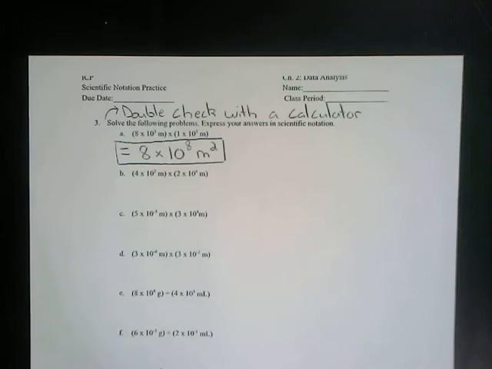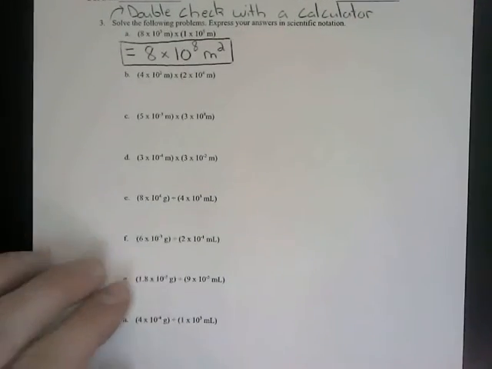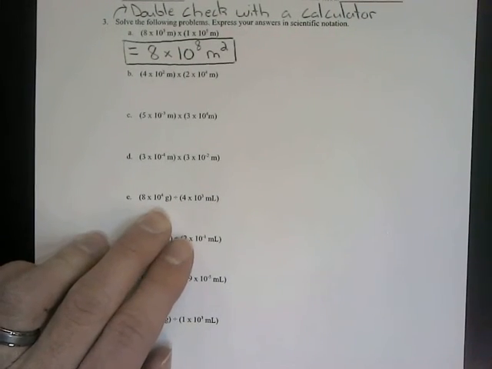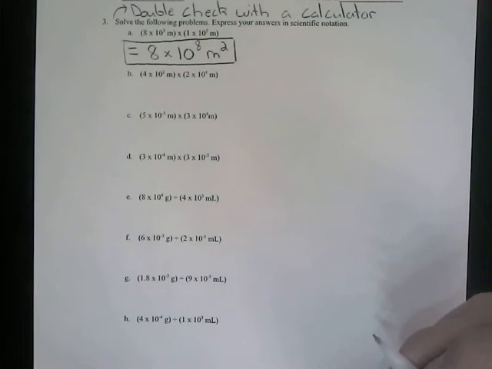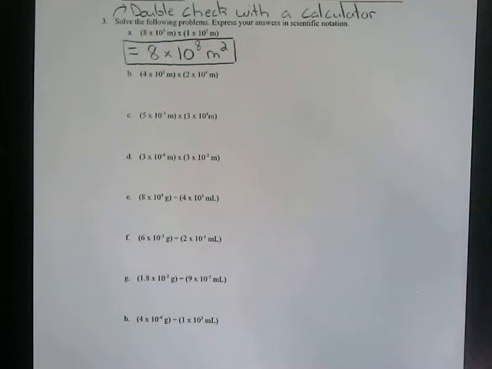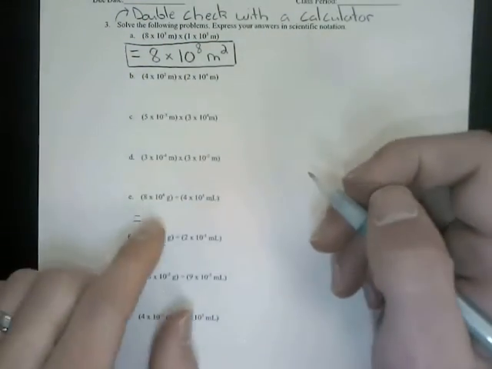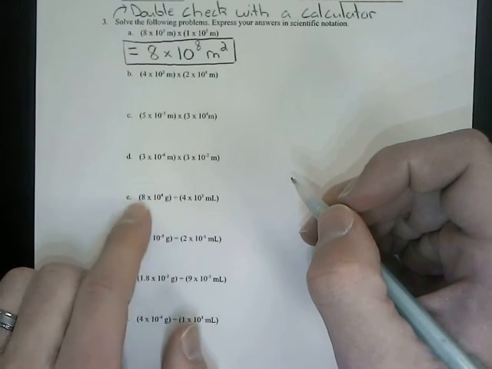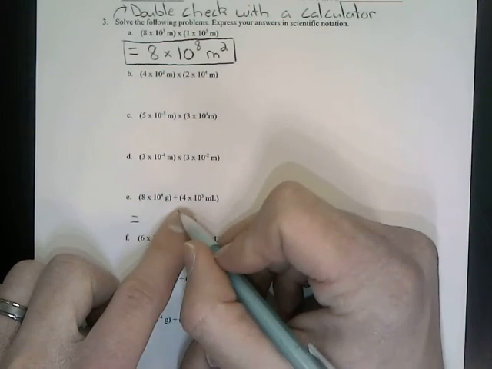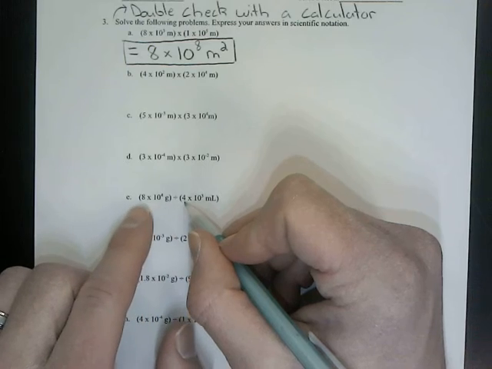Now we tried one multiplication. Let's go ahead and try one division. Let's try 3e. So we have 8 times 10 to the 4th grams divided by 4 times 10 to the 3rd milliliters. Now, the difference here is this. Instead of adding the exponents, you're going to subtract the exponents. But first, what you must do is perform the mathematical operation for your coefficients.